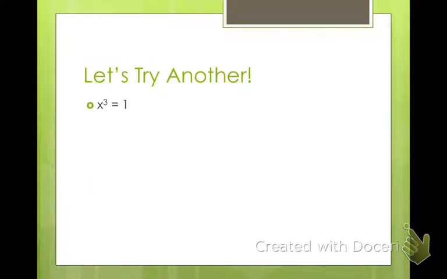x cubed equals 1. Now remember, we want to put it in standard form first, so subtract 1, and then use your cubic rules in order to solve. Okay, so hopefully you paused the video like you were supposed to. We're going to subtract that 1 first. So I get x cubed minus 1 equals 0, and then we're going to use our difference of cubes rule. Rewrite it as x minus 1 times x squared plus x plus 1 equals 0.